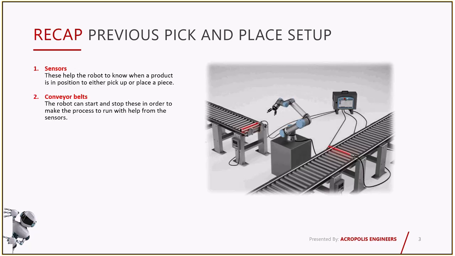Little recap. Last time we covered sensors and conveyor belts. The majority of the project was getting to know a little bit about the robot itself, and then putting in some sensors and letting two conveyors roll. Sensors helped the robot know when a product is in position for it to pick and place it. And the conveyors were essential for starting and stopping, to let the piece roll up to the sensor so the robot knows there's a piece in place for it to pick.